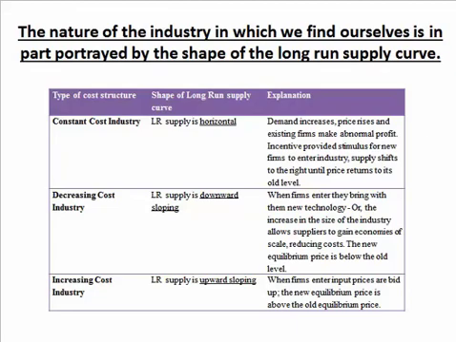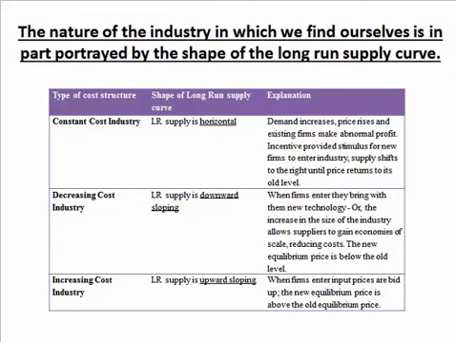So we'll take a constant cost industry. Long-run supply is horizontal. Demand increases, price rises, and existing firms make abnormal profit. An incentive is provided, a stimulus for new firms to enter the industry. Supply shifts to the right until price returns to its old level.